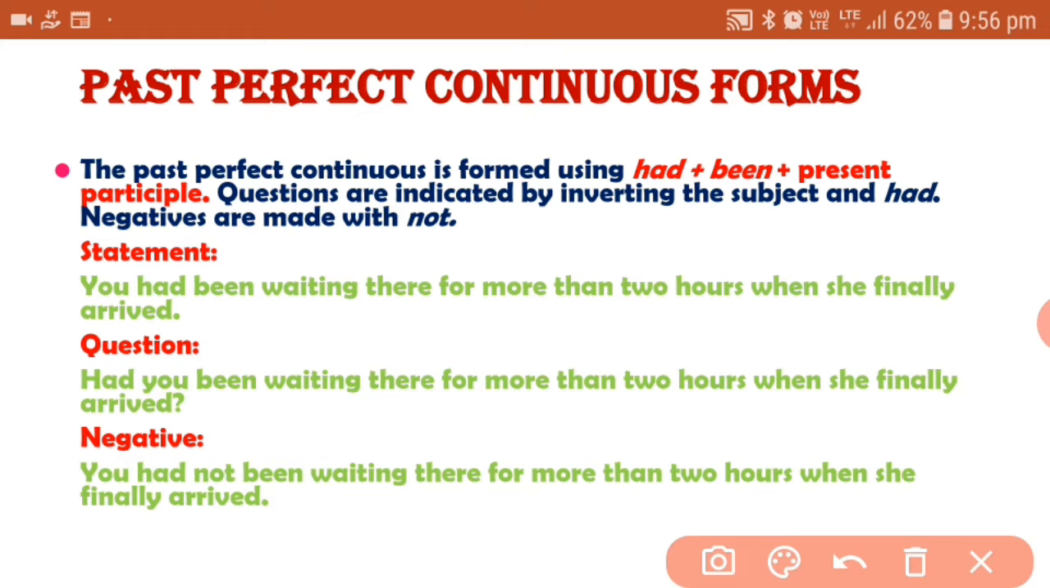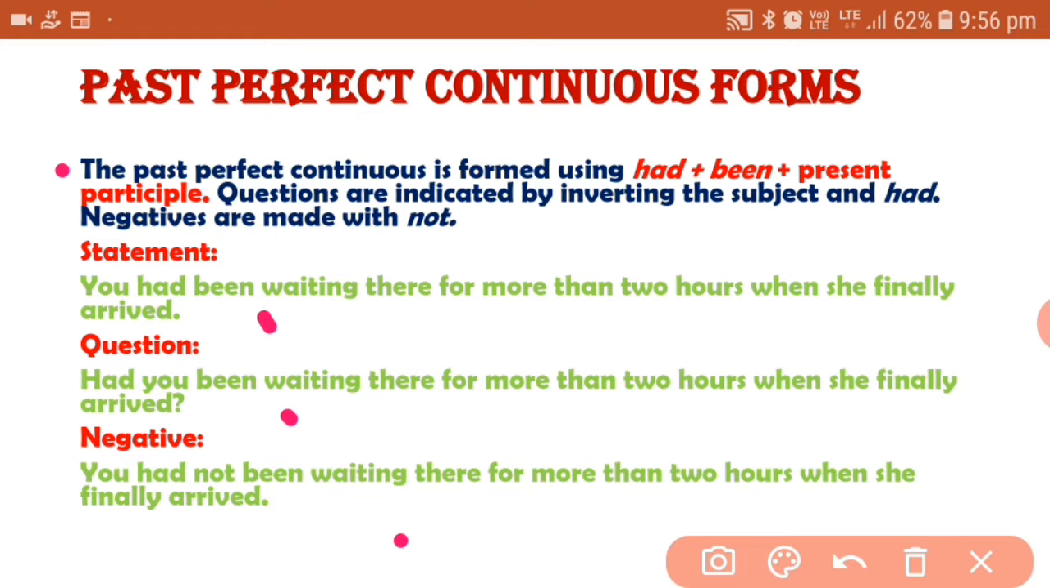First statement. It means positive statement. You had been waiting there for more than 2 hours when she finally arrived. In this sentence we can check, this is a statement and the sentence is affirmative. Question. Had you been waiting there for more than 2 hours when she finally arrived? There is a question.